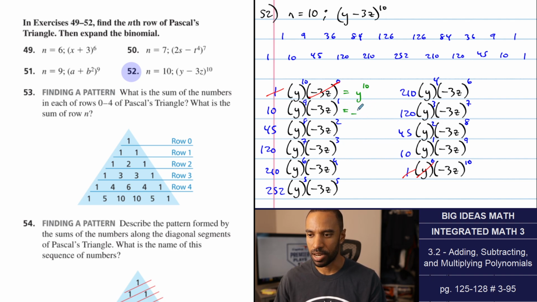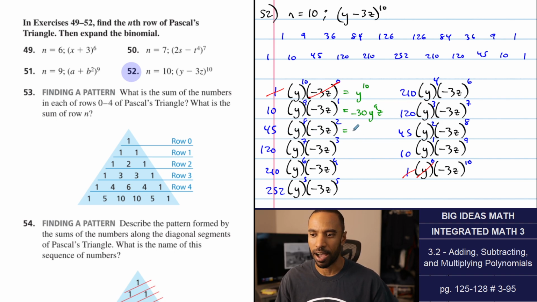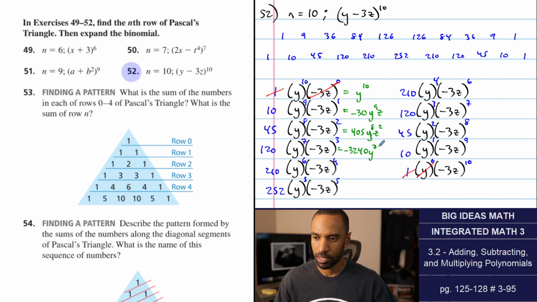10 times negative 3 is negative 30. So negative 30, y to the 9th, z. 45 times negative 3 squared. 45 times 9 is 405. 405, y to the 8th, z squared. Now I have to do 120 times negative 27. I'm going to use my calculator. 120 times 27. Negative 3240, y to the 7th, z cubed.